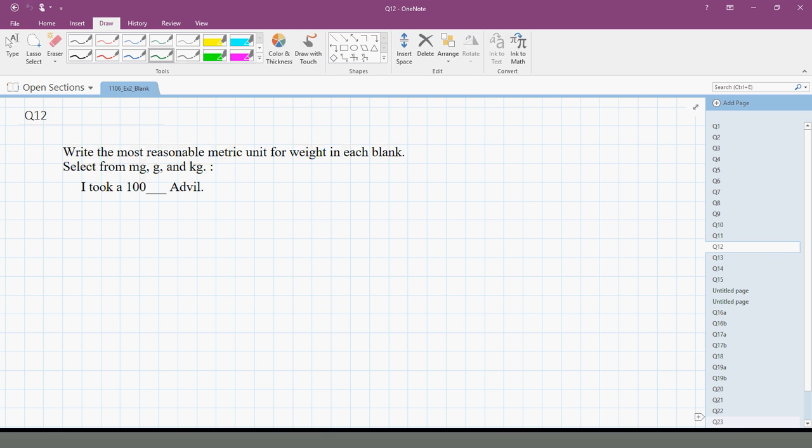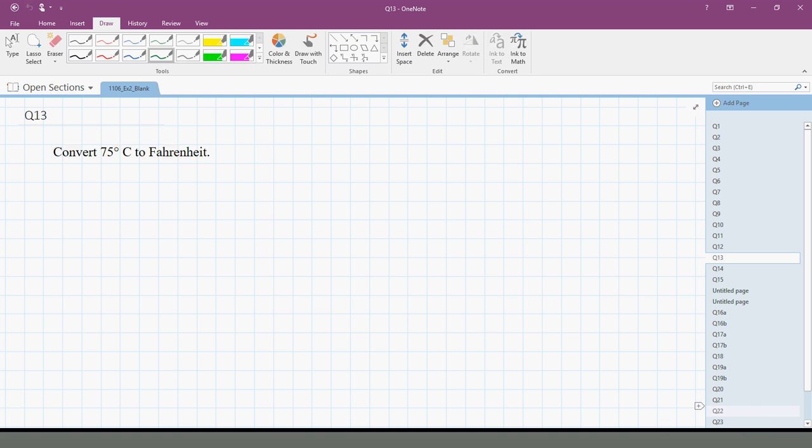All right. Number 12. What is the most reasonable: milligram, gram, or kilogram? I took 100 blank Advil. Absolutely, milligrams. Always think like in pills, and pills are generally measured in milligrams. Okay? All right.